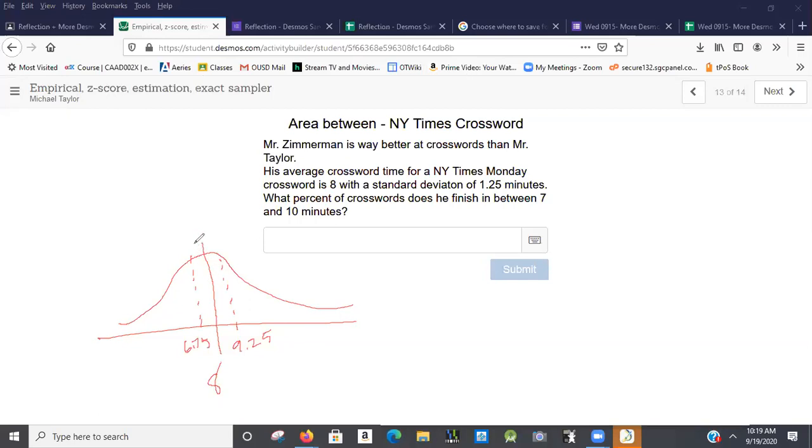So just as an estimate, before we do any work, 7 is right here, almost 1 standard deviation down. 10 is up here. So this is where I'm really kind of guessing, but since there's 68 in the middle there and it looks like I just shifted over, I'm going to guess in the 60 to 80% range. It's going to be a fairly large number. We'll see. Okay, so let's go check.